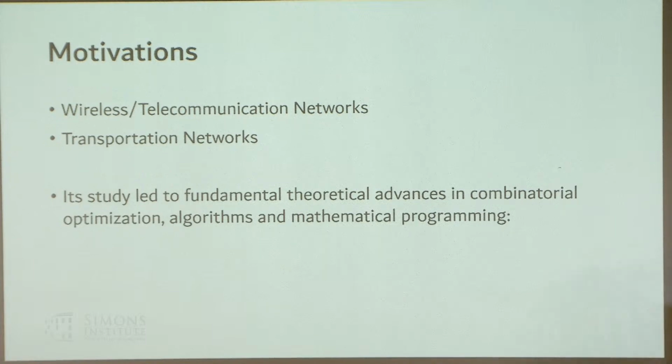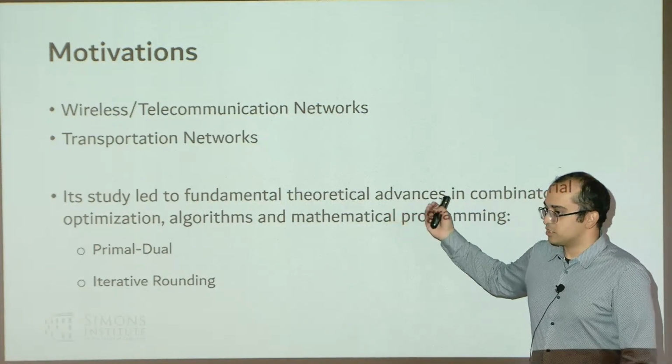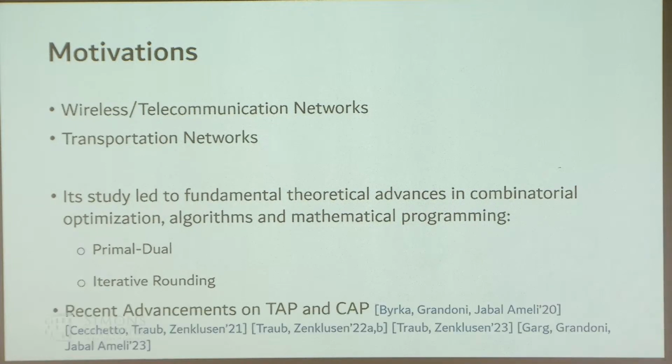Besides that, even from a theoretical point of view, the study of network design problems has led to fundamental advances in combinatorial optimization, algorithms, and mathematical programming. For instance, primal-dual has one of its main use cases in network design, and the sequence of works on network design in some sense shows the power of this method in approximation algorithms. Another example is iterative rounding. This powerful method was actually introduced by Kamal Jain to get a tight approximation for the network design problem. Even in recent years, there have been lots of advances in special cases like the tree augmentation problem and the connectivity augmentation problem. In just the past maybe 3 or 4 years, there has been much excitement about this problem.